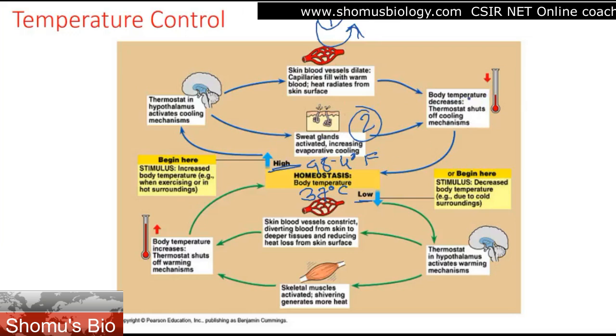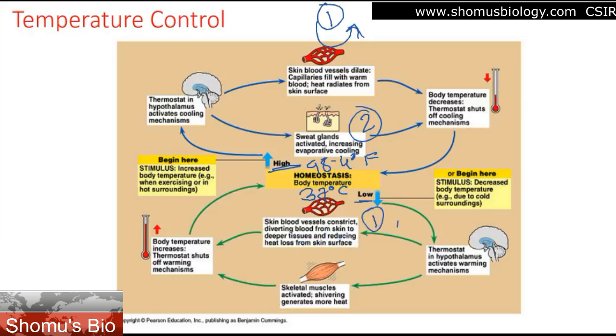Once the body temperature goes below the desired amount, the other mechanism begins, that is the body's mechanism to heat things up. And how exactly will the body heat things up? Two separate mechanisms. One, skin blood vessels constrict, which increases the body temperature. Second is muscle shivering. When core body temperature goes down, skeletal muscle is activated, shivering generates a lot of heat, and body temperature increases. The thermostat shuts off the warming machinery and then shifts back to the normal body temperature.